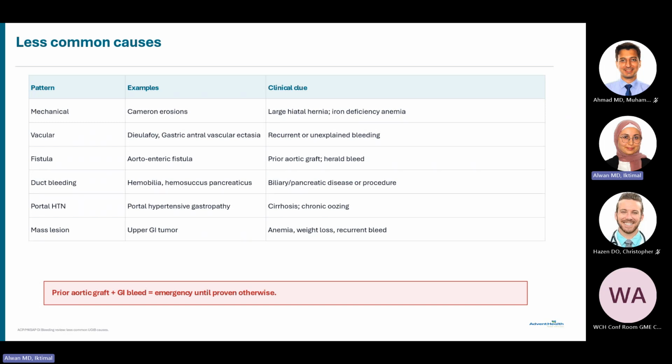Fistula, we spoke about aortoenteric fistula, duct bleeding like hemophilia, we discussed it, and hemosuccus pancreaticus. This entity, you're going to suspect it if you have a pancreatic pseudocyst or a pancreatic tumor that is eroding the pancreatic vessel, and the pancreatic vessel will bleed into the pancreatic duct. Portal hypertension, cirrhosis, and finally, GI tumors could be benign, could be malignant.